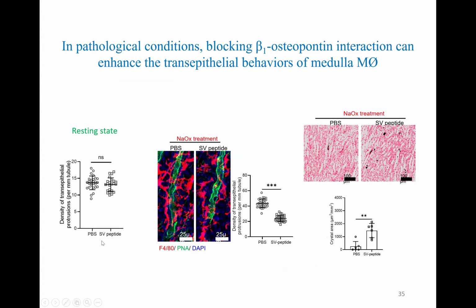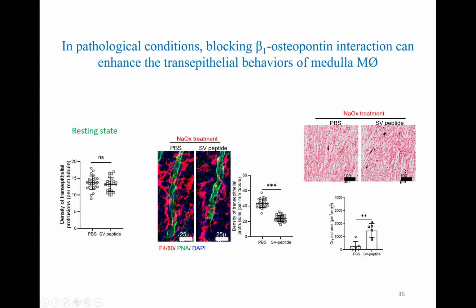SV peptide is known to block the ligation between beta-1 and osteopontin. In resting state, blocking the ligation had minimal effects on the macrophage transepithelial protrusions. However, in the oxalate stone model, previously we showed that it will increase the transepithelial behavior of macrophage. Blocking osteopontin in this kidney stone formation could dampen an escalated transepithelial behavior, and so the kidney stone formation was accelerated.